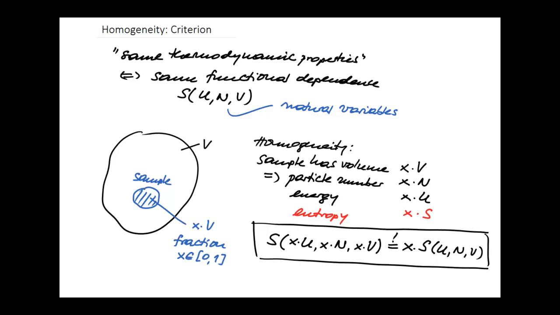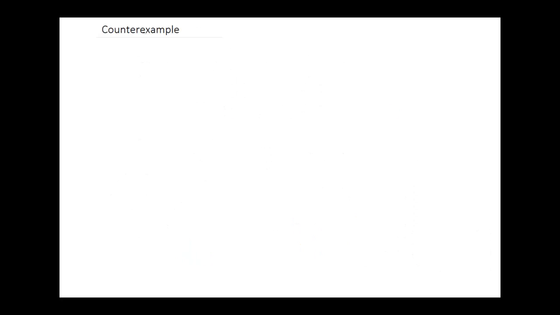This is a very fundamental point here, and we will spend some time deriving consequences of this homogeneity requirement. So it's important for me that you understand this starting point. Before we look at the consequences of homogeneity, let's think of a counterexample. Let's think of a system that is not homogeneous.